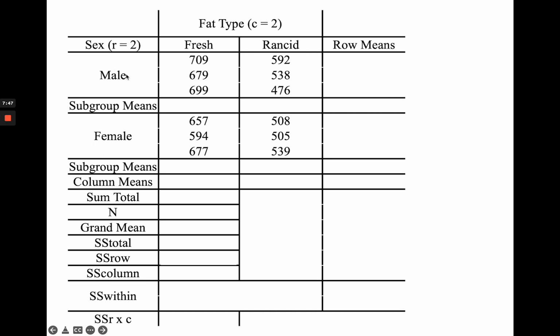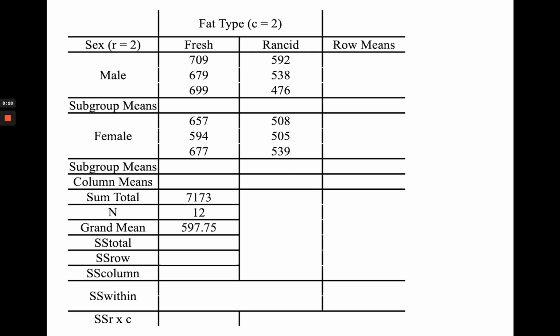And for each treatment combination, we have 3 observations. We have 3 males that were fed fresh fat, 3 males that were fed rancid fat, 3 females that were fed fresh fat, and 3 females that were fed rancid fat. So to begin with, we need the grand mean. So we need to sum up all of the data and divide by the total number of observations that we have, and that gives us a grand mean of 597.75.